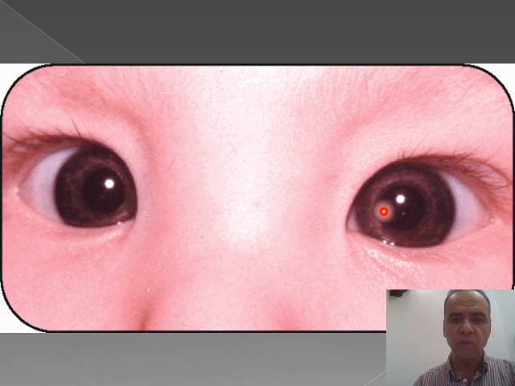The other cause for pseudoesotropia is shortening of the interpupillary distance. This is the distance from the center of the pupil to the center of the other pupil. And if this distance is less than 50 millimeters, it can give a picture of pseudoesotropia.